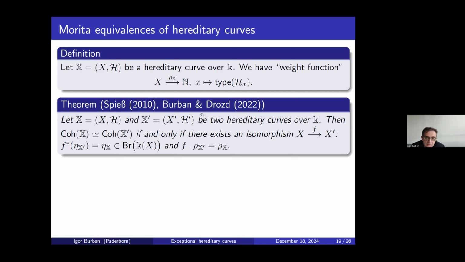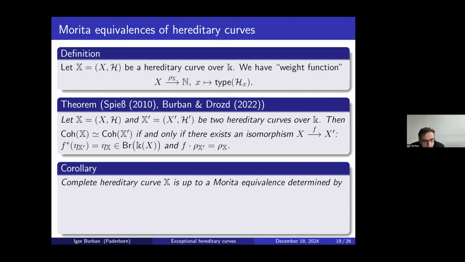Recently, with Drost, we proved a general result about Morita equivalences of arbitrary non-commutative schemes, in particular non-commutative curves. And from this general result, one can deduce special cases. Well, summing up so far.